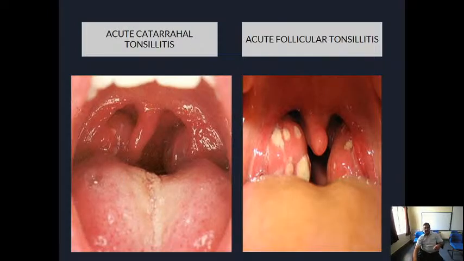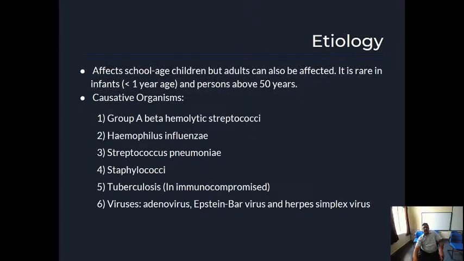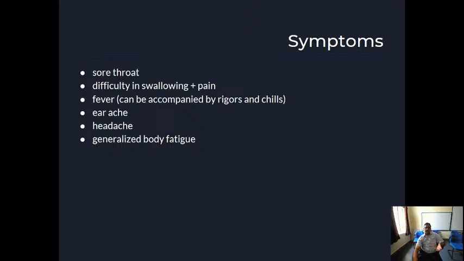So these are the 4 varieties of acute tonsillitis that are being described: the acute parenchymatous, acute membranous, acute catarrhal, and acute follicular tonsillitis. And these are infections, either bacterial, and usually the organisms commonly associated with them are beta hemolytic streptococci, Haemophilus influenzae, and streptococcus. And then you have the various viruses, the adenovirus, Epstein-Barr virus, and herpes virus, which also can give rise to acute infections of the tonsils. And symptoms you can easily guess: sore throat, difficulty in swallowing, fever, earache, headache, and generalized fatigue of the body.